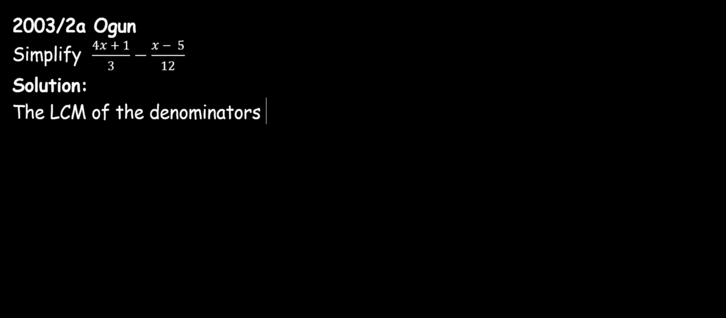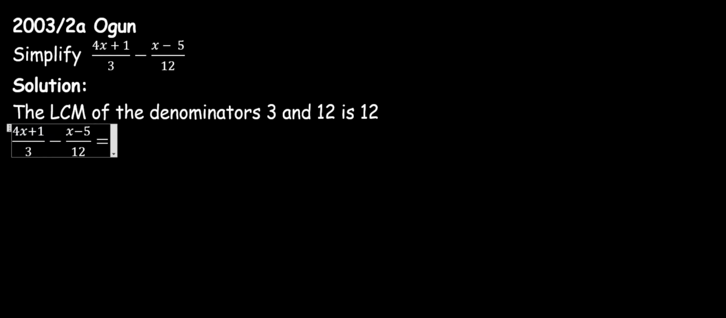Another example. Simplify 4x plus 1 divided by 3 minus x minus 5 divided by 12. The LCM of the denominators 3 and 12 is 12. Thus, our given problem can be equated to 12 at the denominator, which is our LCM. And when 3 divides 12, it gives you 4. So 4 will now multiply that first item, which is 4x plus 1, and we use a bracket to cage it. Minus, then 12 divided by 12 is 1. So we just have that 1 there. Then we introduce the other item, which is x minus 5, and we use a bracket to cage it.